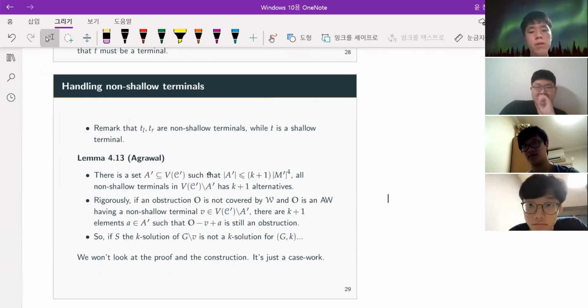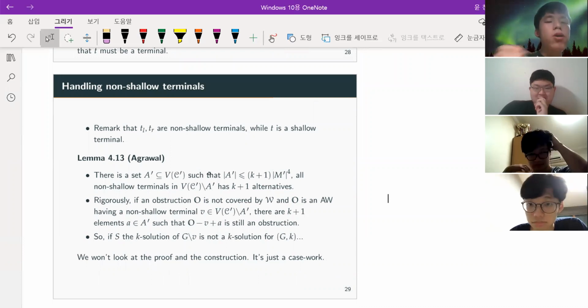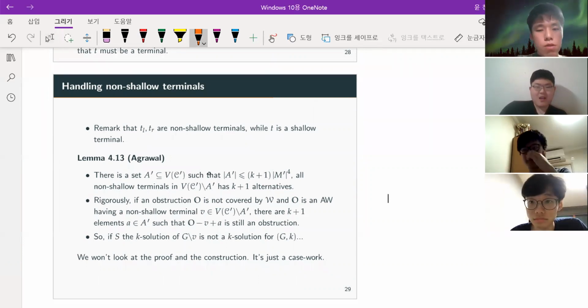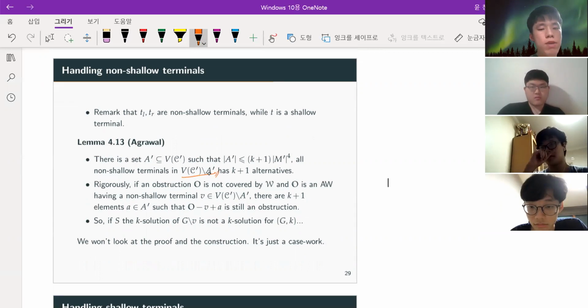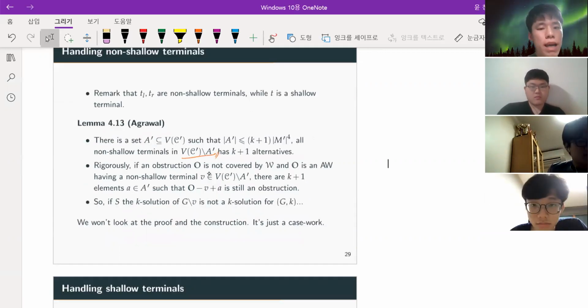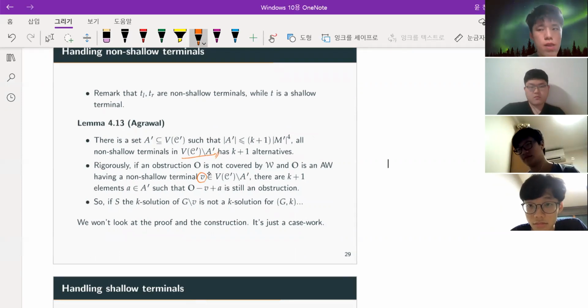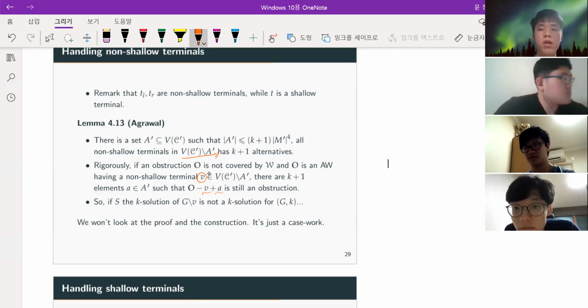So in the case of non-shallow terminals, we know that there is a small set, small again, A prime, such that all non-shallow terminals in VC prime excluding A prime have k plus 1 alternatives. So for any non-shallow terminal V outside A prime, there is a k plus 1 subset of A prime that replaces V. So if the k solution of G minus V is not a k solution for G, V is a non-shallow terminal of an obstruction, and it leads to a contradiction with a similar argument.